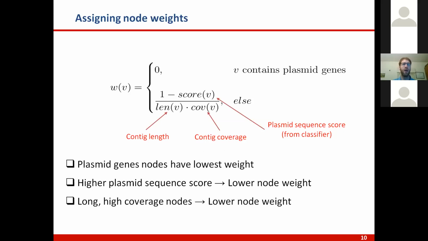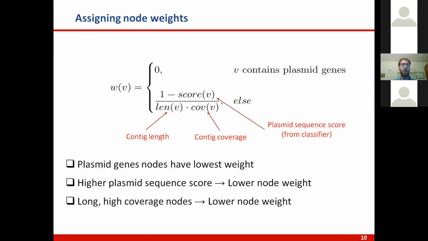Now, I use the annotations of the graph in a number of different ways in the algorithm. And the first is that they are all integrated into a single weight, which is assigned to each node in the graph. So first of all, we assign a weight of 0 to nodes which contain plasmid genes. And so these are going to be the lowest weight nodes in the graph. And otherwise, if a node doesn't contain a plasmid gene, then the weight is a function of the score assigned by the plasmid sequence classifier and the length and coverage of the contig associated with the node. And so this weight is essentially going to be lower if we have a higher plasmid score, meaning we have a higher belief that the sequence is actually from a plasmid.